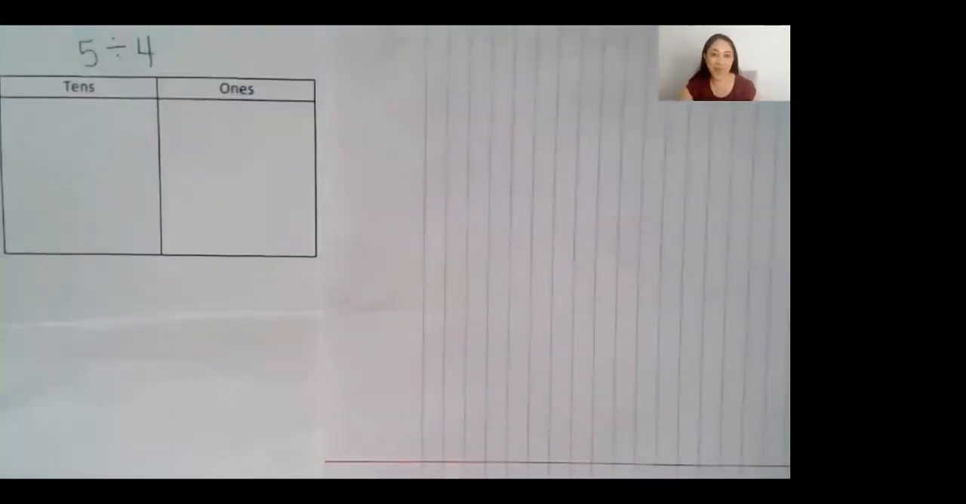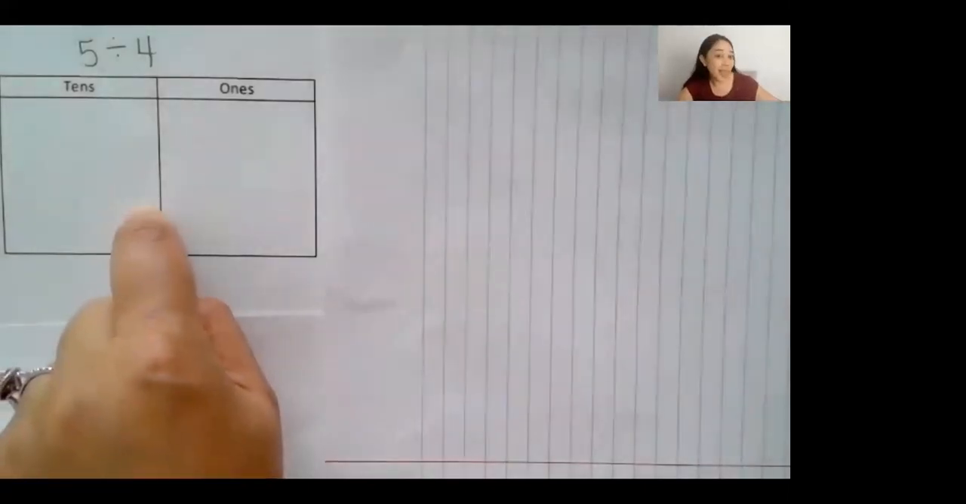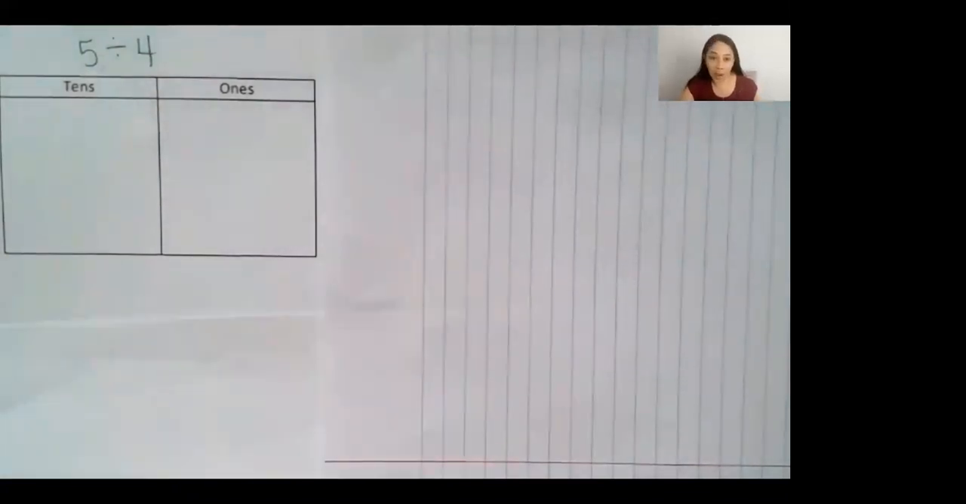Our next problem is 5 divided by 4. Here's what I'd like you to do. Pause the video here to do 2 things. First, represent the whole and the divisor on the place value chart. Then, record the written problem. I'll be here when you get back.